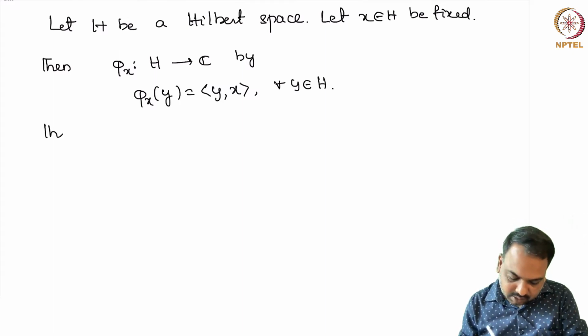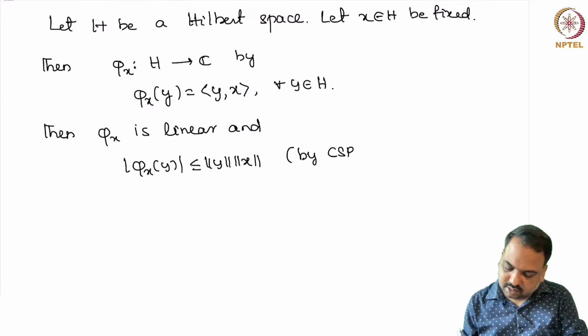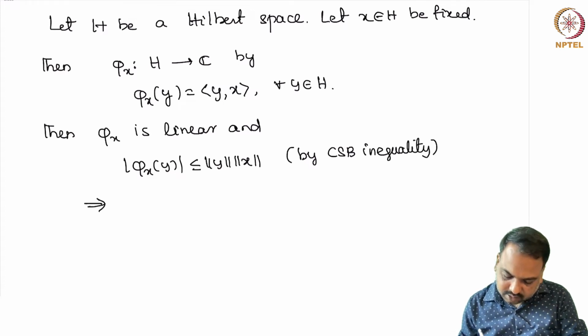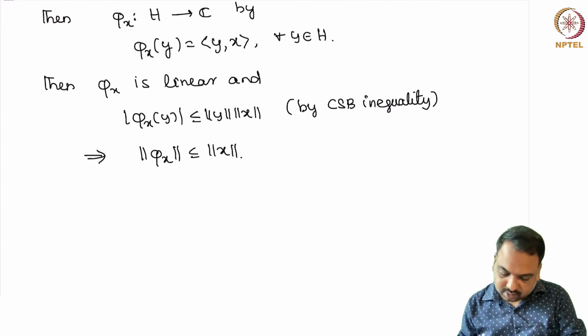Then we can easily show that phi_x is linear, and we have modulus of phi_x at y is less than or equal to norm y times norm x by the Cauchy-Schwarz inequality. So from this we can conclude that the norm of phi_x is less than or equal to the norm of x.